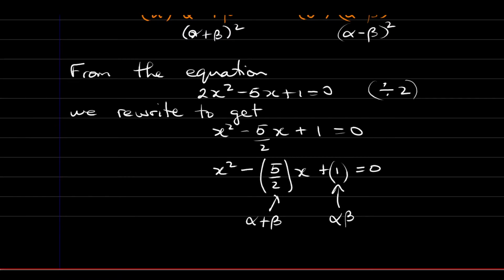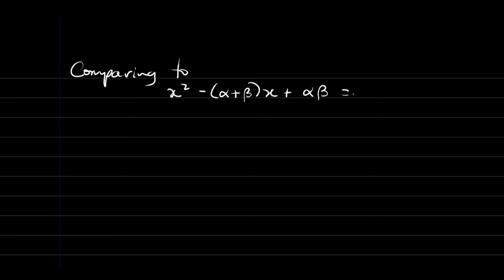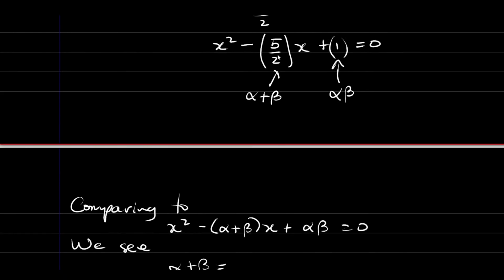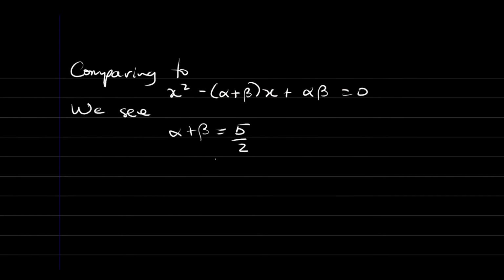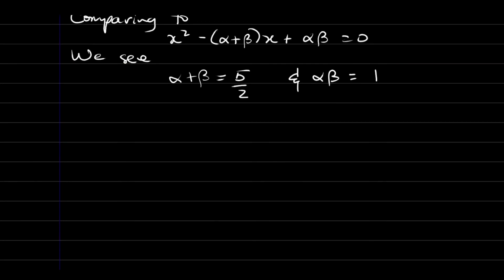So I'm going to see that alpha, if I'm comparing to x squared minus (alpha plus beta)x plus alpha beta equals 0. If I compare to that, we see that alpha plus beta is equal to 5 on 2, and alpha beta is equal to this one here, which is 1, right?